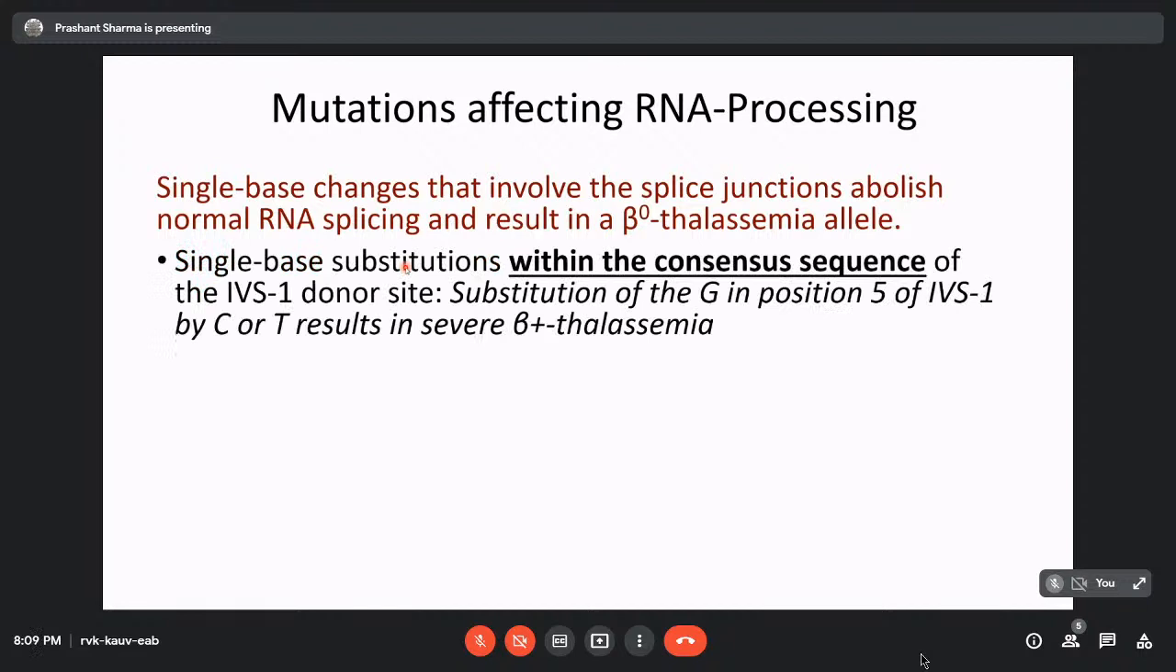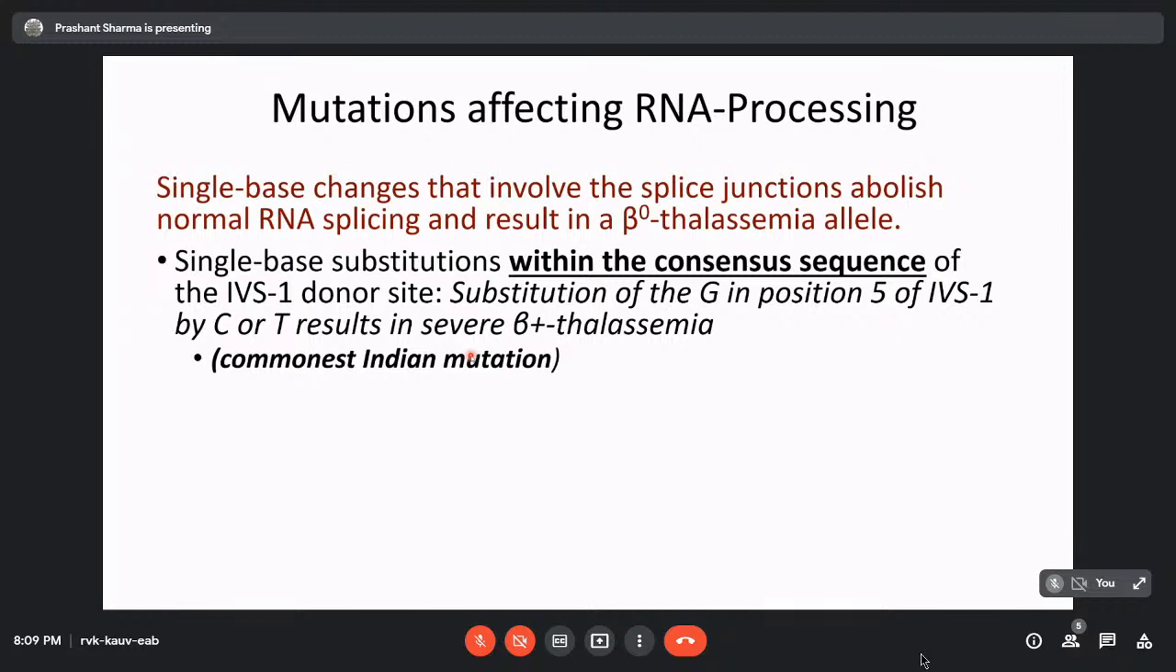So single base substitution within the consensus sequence that we just saw of the intervening sequence 1 donor site, which means intron 1, this is a common event, the substitution of G in position 5 with another nucleotide. This results in a severe beta plus thalassemia, and in fact this is the commonest Indian mutation, the IVS1-5.